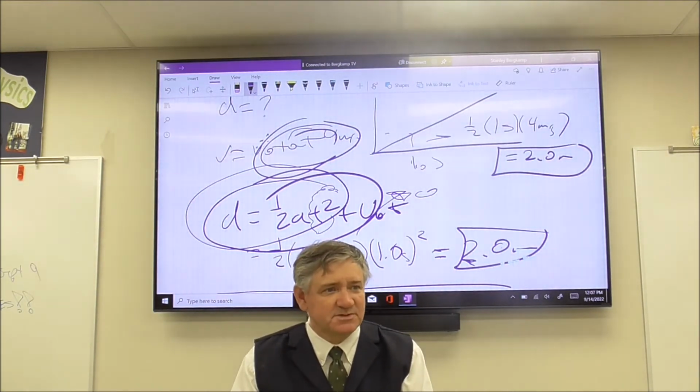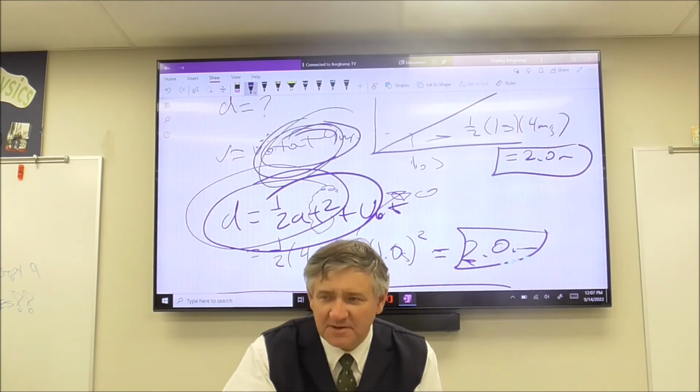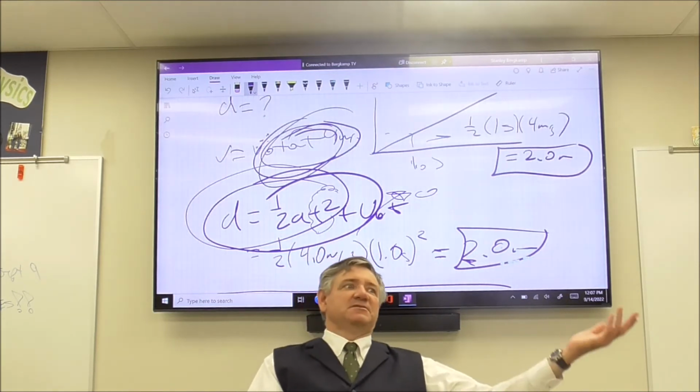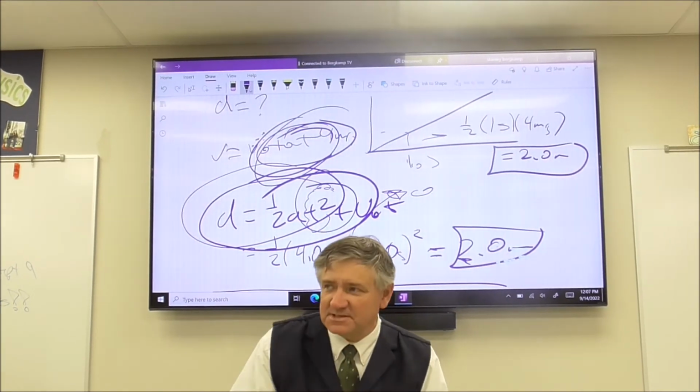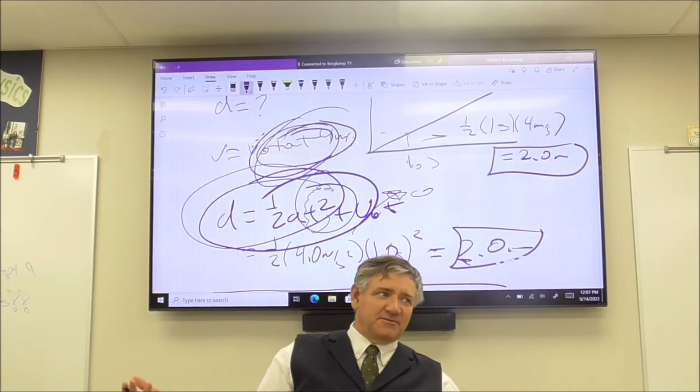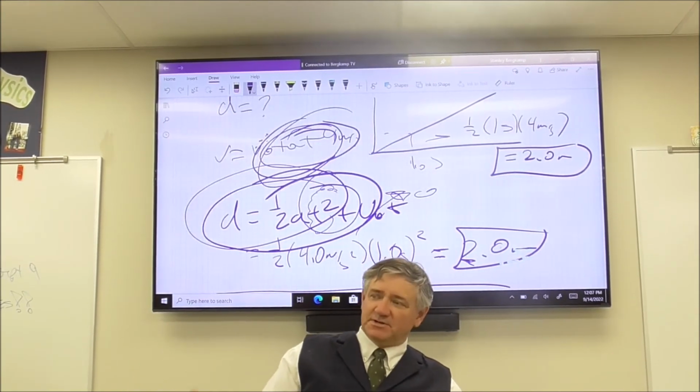And if you don't remember which one is which, look, that's acceleration times time. That's a linear function. That's acceleration times t squared. That's a quadratic function. It's the easiest way to do it.